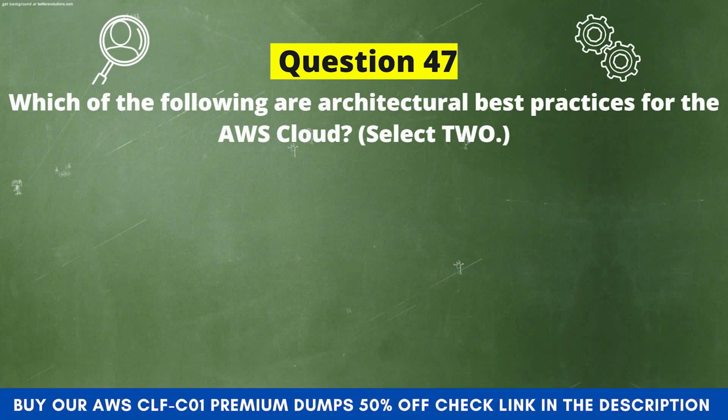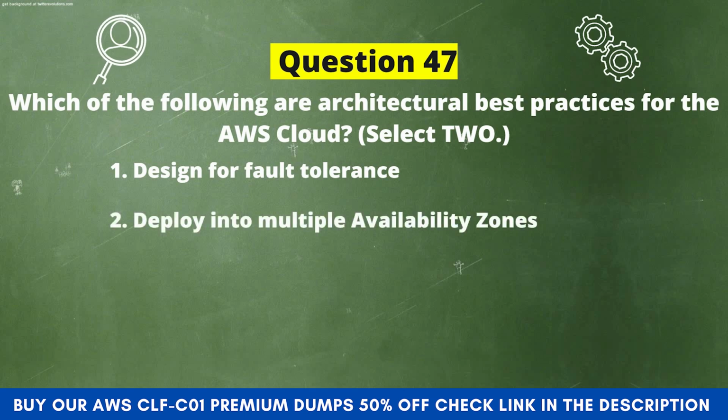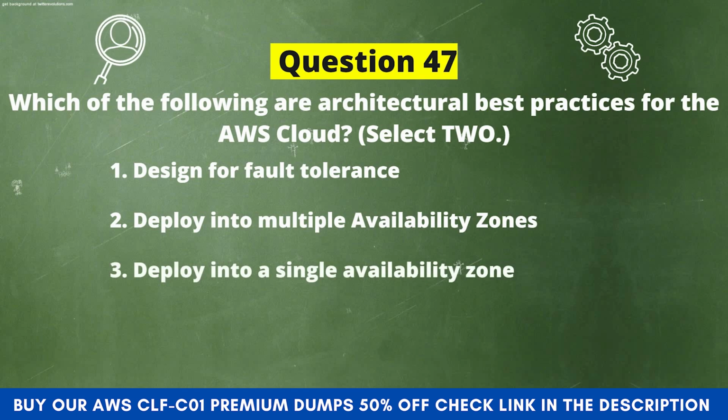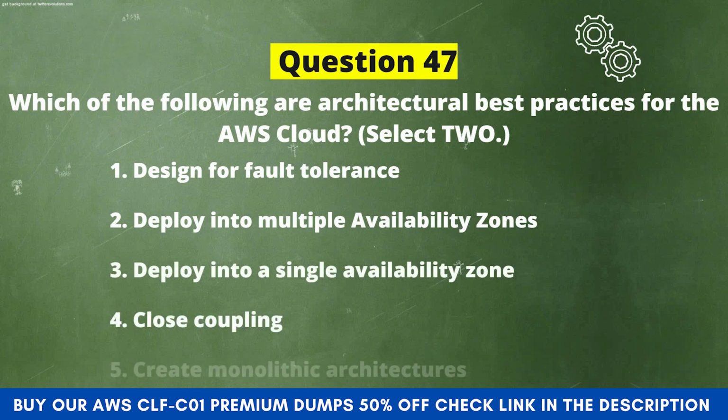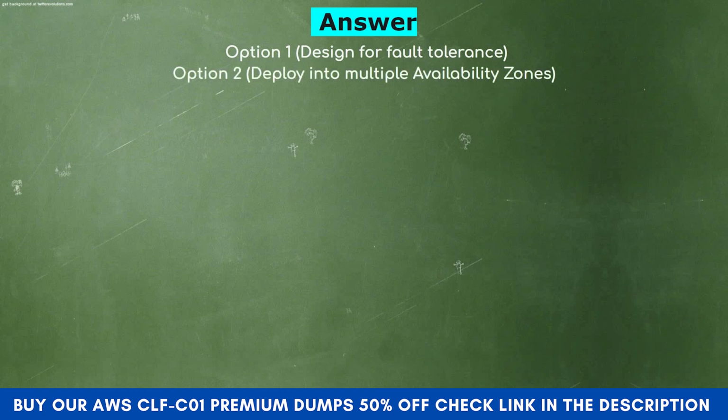Question 47. Which of the following are architectural best practices for the AWS cloud? Select two options. Now the options are: Option 1, design for fault tolerance; Option 2, deploy into multiple availability zones; Option 3, deploy into a single availability zone; Option 4, close coupling; Option 5, create monolithic architectures. And the correct answer is Option 1, design for fault tolerance, and Option 2, deploy into multiple availability zones.